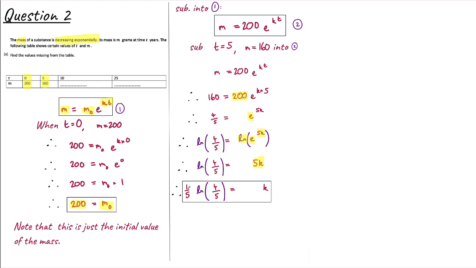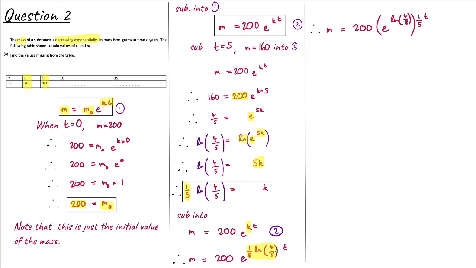So I'm taking a fifth of the left hand side. That gives me the value of k. Next, let's substitute that back into equation number 2. So I've just simply replaced k with this.